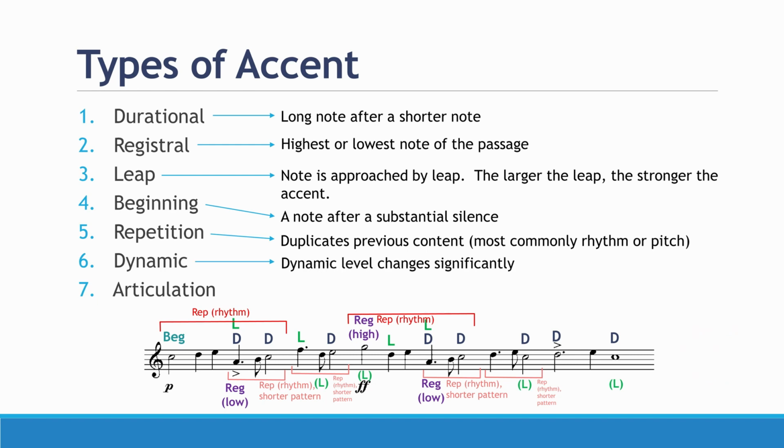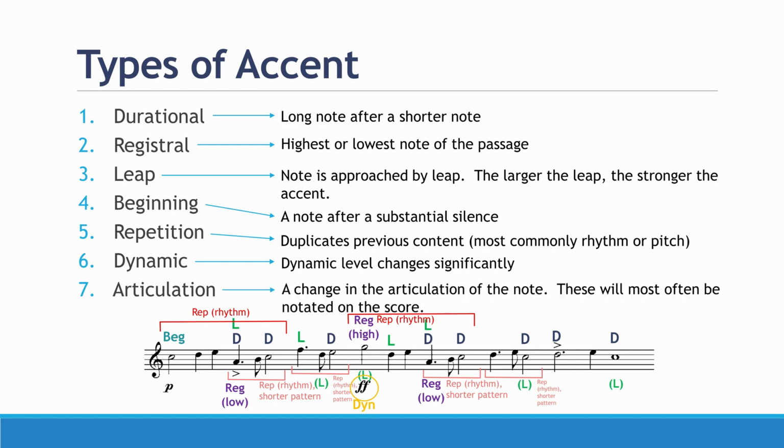Next, dynamic accent occurs when there's a significant change in dynamic level. So for example, the double forte that we see in the middle of this example, it's going to get a dynamic accent because it's a significant change. I do want to point out that significant change doesn't necessarily mean louder, although a lot of the times it is louder. If you have a significant change to quiet, that's also going to be a really noticeable moment, and that will also create accent.